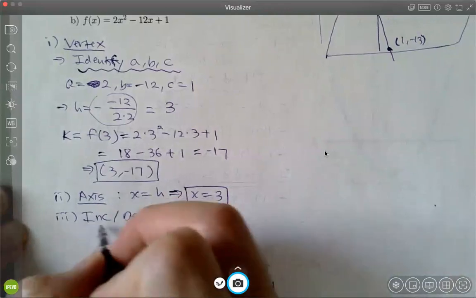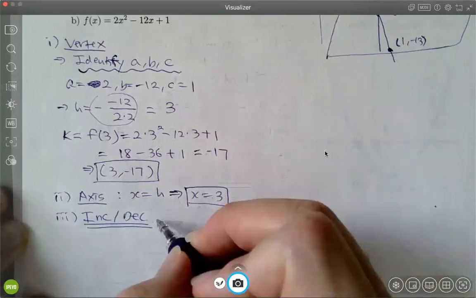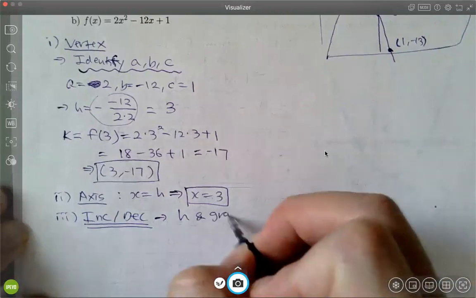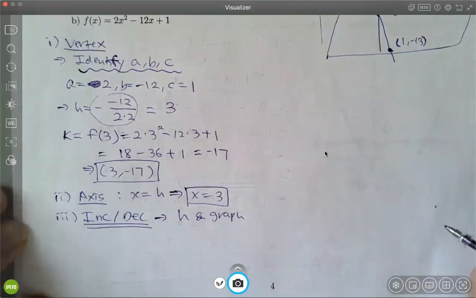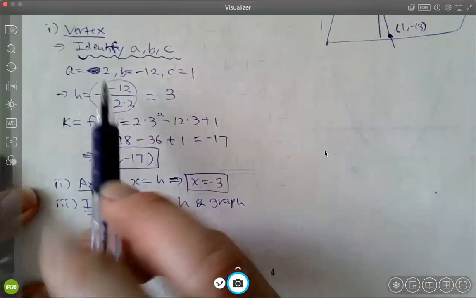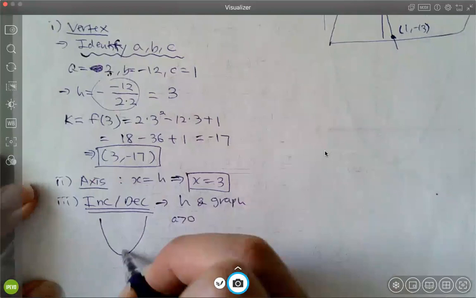Uh-oh, here comes the first tricky part. Okay, so increasing and decreasing intervals, what do we use here? H, right? And the graph, right? Okay, so now, how does the graph look? Opened upward or downward? Up. And what's the reason? Because a is positive, right? Okay, yeah. So here is the h value, which is equal to 3.